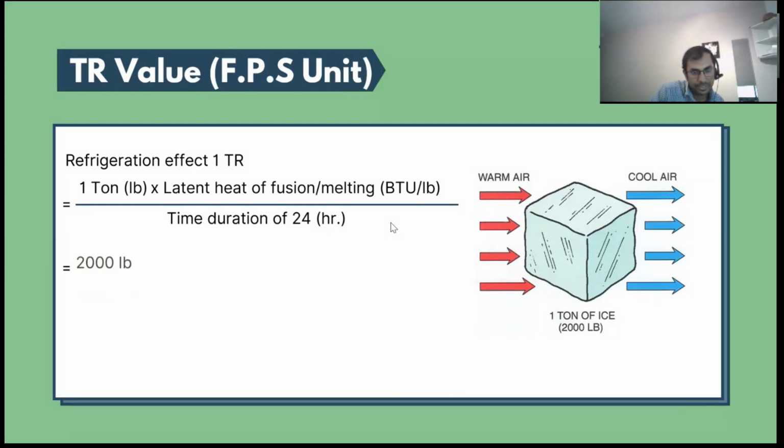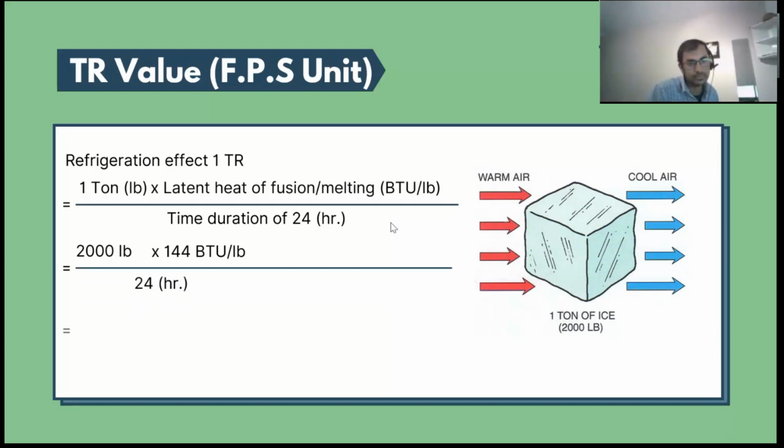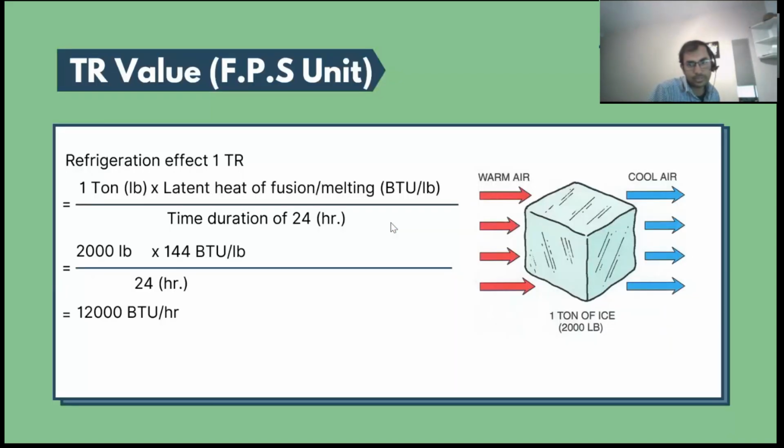So 1 ton we have written, it is basically 2000 lb. We have written it in lb or pound. So 2000 into latent heat of fusion for melting, it is 144 BTU per pound, and 24 hours. If we calculate, it comes to 12,000 BTU. So 1 ton equals 12,000 BTU per hour, we can say. And we need to keep this in mind because it is required many times in our designing.